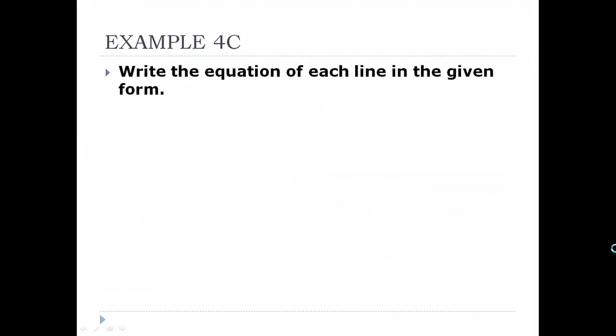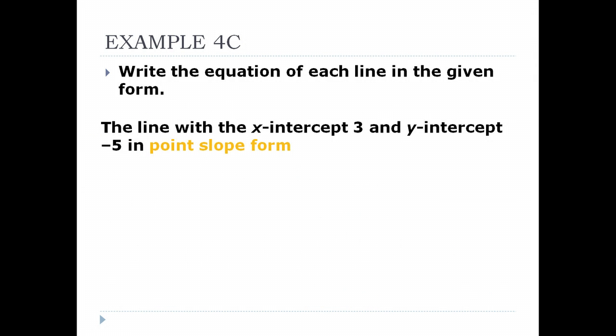Example 4c. Let's find the line with the x-intercept 3 and y-intercept -5 in point slope form. So we're given the intercepts. We need to find slope. X-intercept means 3, 0. Y-intercept means the point 0, -5. So we have -5 minus 0 and 0 minus 3. This gives us a positive slope of 5/3.